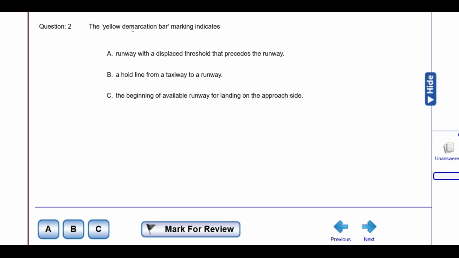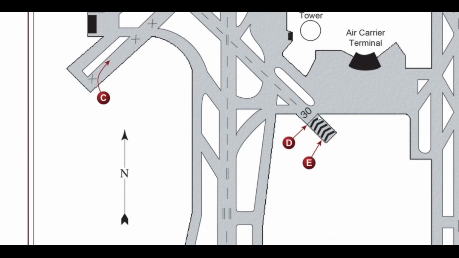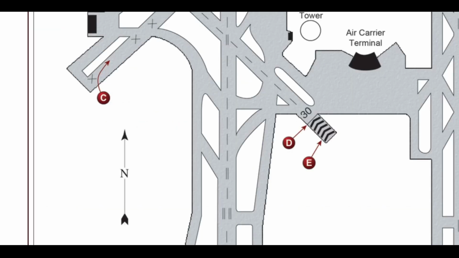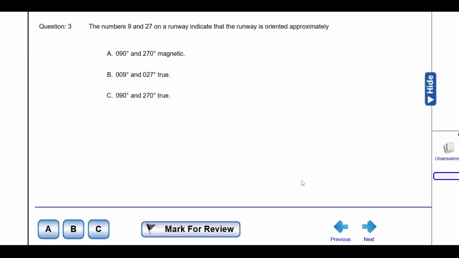D. The yellow demarcation bar indicates what? The yellow demarcation bar is letter D. It's the thing that's right below the runway. So A is okay. D is definitely not B. That's not it. I think no, that's not the correct answer. C, the beginning of the runway, then port side. I think the best answer is A, because that's the bar right here. And if not, it's probably that. It's one of those two.